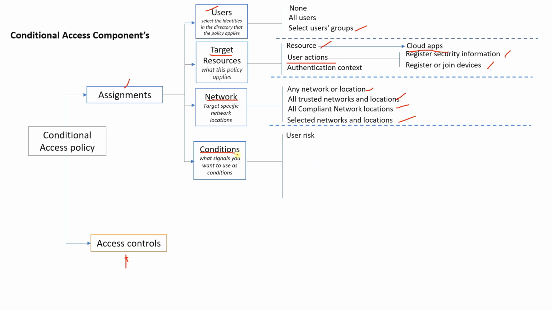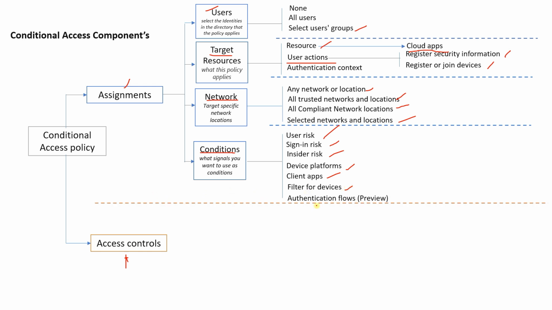Then again, after that, the conditions. What signal do you want to use as a condition? There are user risk policy, sign-in risk, insider risk, device platform, client apps, filter for devices, and also the authentication flow. Next we will go for the access control level.